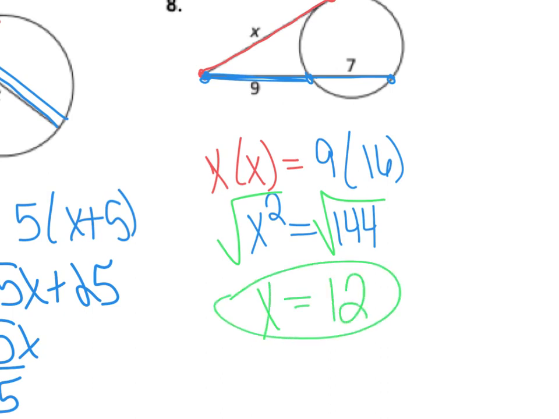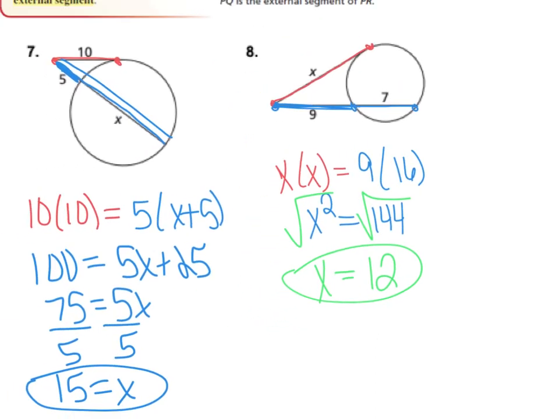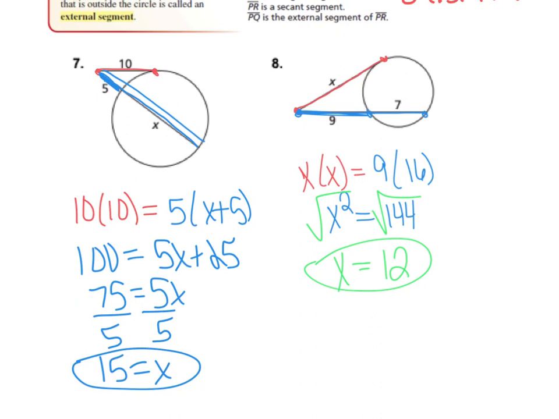Remember, when we take the square root of both sides, generally we would put plus or minus in front of that. However, we can't have a negative side length, so we know that the negative value for x is not going to make sense with our solution, so we are only going to take the positive value.